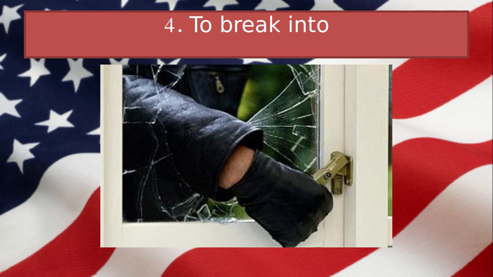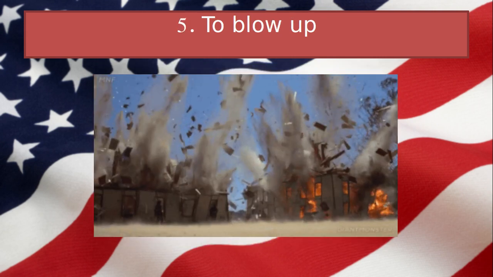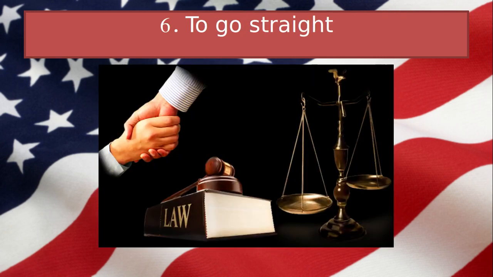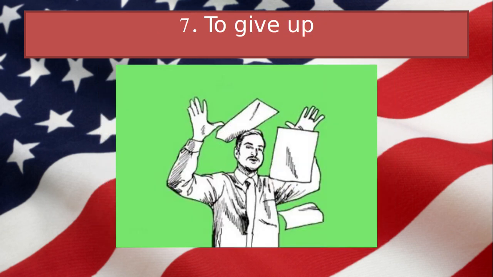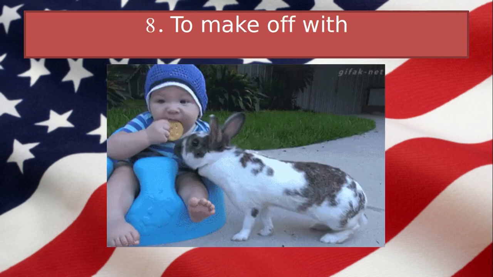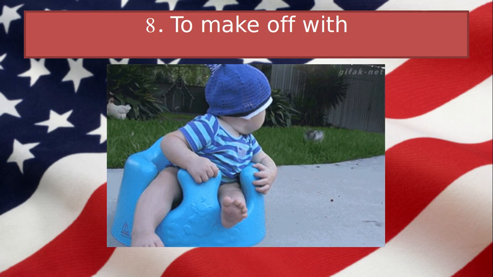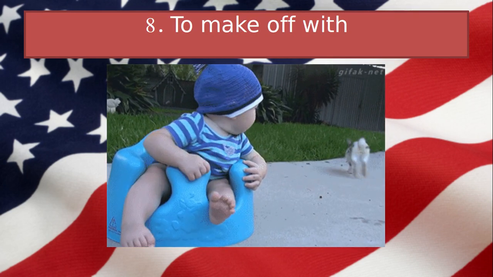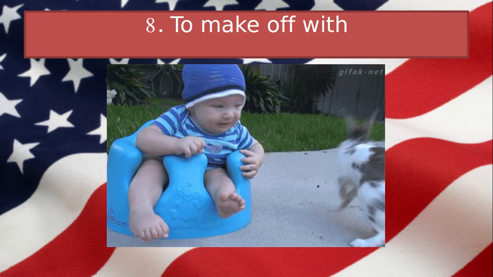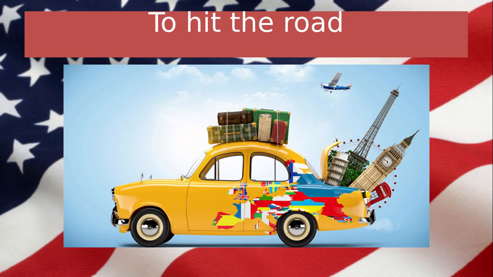To break into is when you enter a place by breaking the door or breaking an entrance. To blow up is to explode. To go straight is when you start living within the law, you don't commit any crimes. To give up is when you say that you don't want to continue, you quit. To make off with is to steal something, to take another person's property, just like that bunny. That bunny's going to go to hell. To beat up, when you attack somebody. To hit the road is to travel.